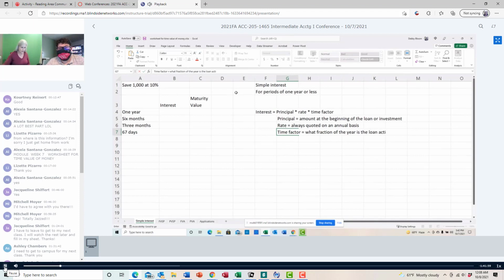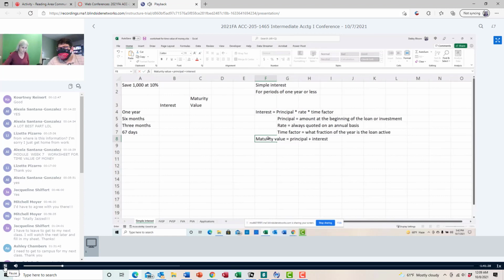So I just have some calculations over here. Let's say, for example, that you save $1,000 at 10%. If you save $1,000 at 10%, how much interest would you earn over 1 year? And what would the maturity value be? Remember, maturity value is always principal plus the interest. That was the second formula that I want.